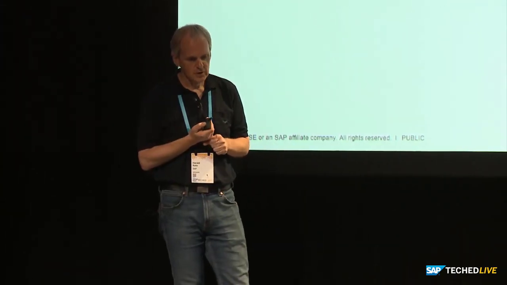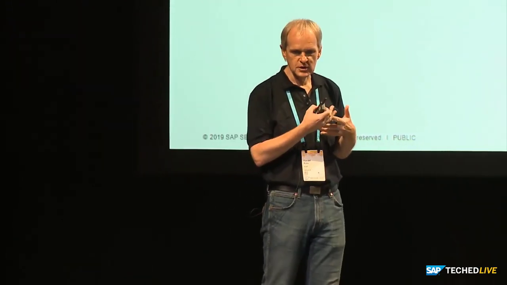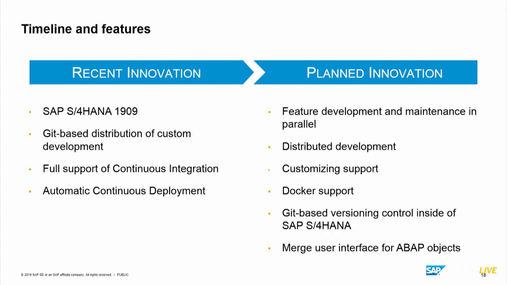Also Docker support and the versioning of all object types in Git. All ABAP object types should be versioned within Git. And the main innovation we will provide is a user interface for merging. If you have to merge tables and definitions, it's a little bit hard at the moment. And this is the main tool in future for merging different feature branches or distributed development together.